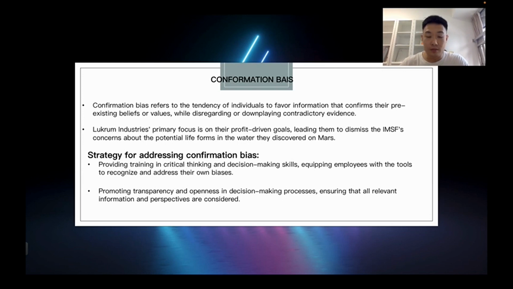We also have some strategies to address this confirmation bias in the Mars project. First is providing training in critical thinking and decision-making skills, equipping the employees with the tools to recognize and address their own biases, and promoting transparency and openness in the decision-making process, ensuring that all relevant information and perspectives are considered.